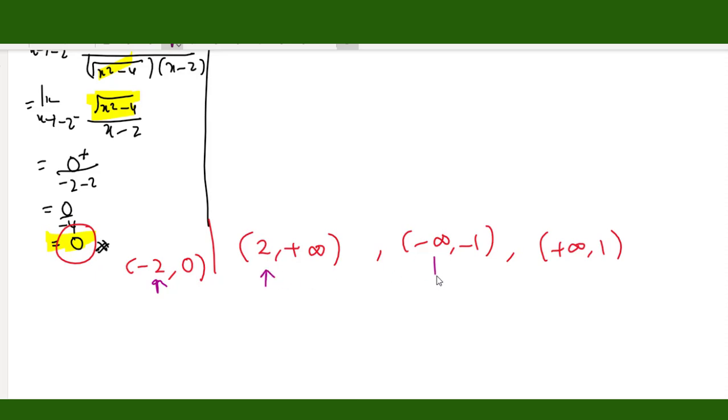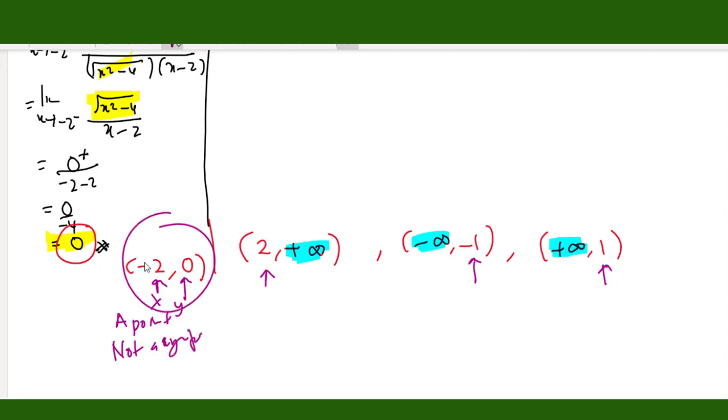So now this is the value for x, and this is the value for y. This one gives one value and one infinity sign, so they are also considered asymptotes. This one, x and y, is just a point, so it is not an asymptote.